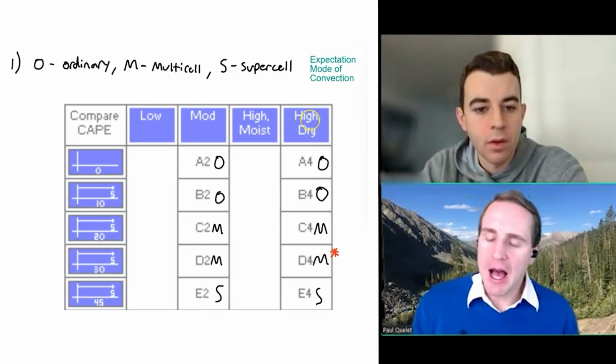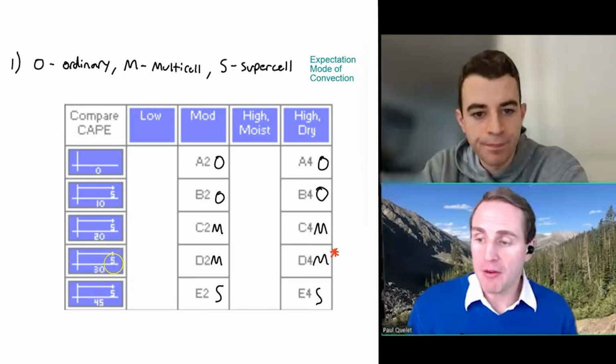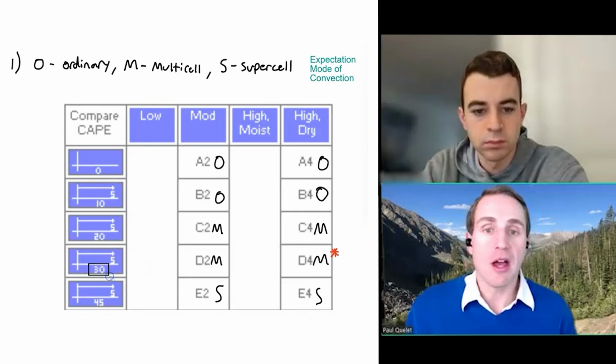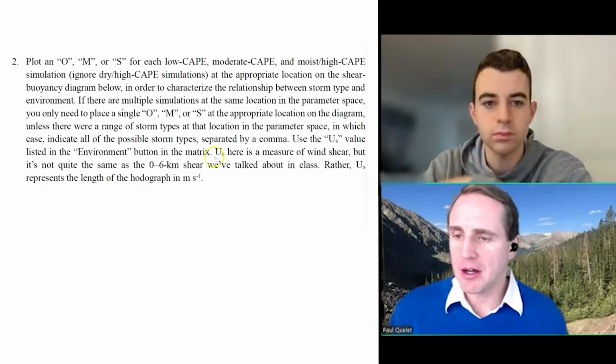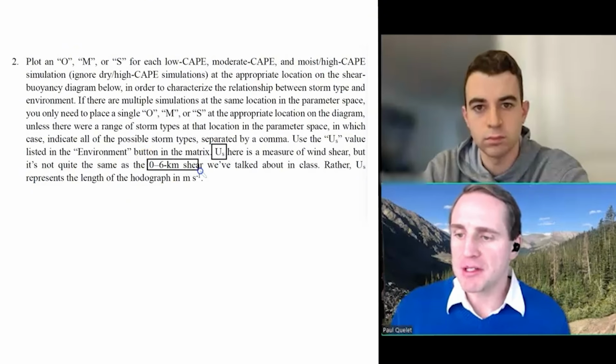Let's have a look at high CAPE, dry conditions, and then a straight hodograph. But I'm going to assume that the 30 here probably means the amount of shear. So US here is the measure of the wind shear. So it's 0 to 6 kilometers.